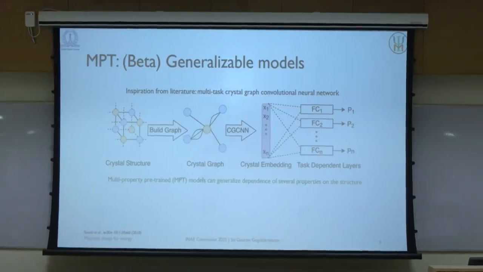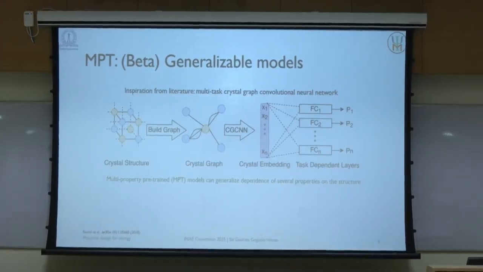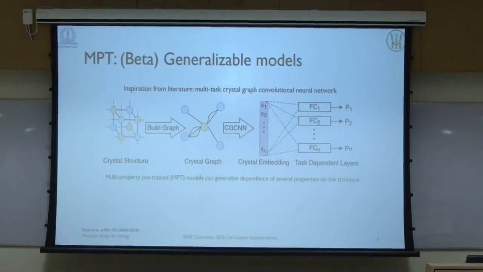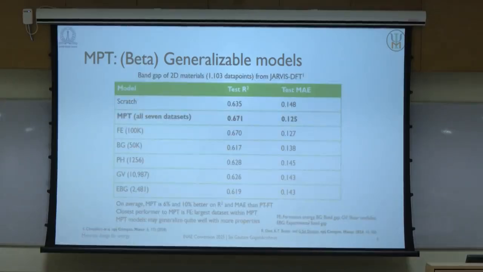So we just modified what is called the prediction head of the model, and then we tried to teach it multiple properties at the same time and the correlations of those properties with the input structure. And we also tested this model, so we wanted to see how good this model performs, on a data set that is completely different. So this is band gap of 2D materials.